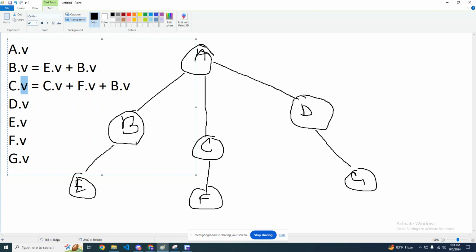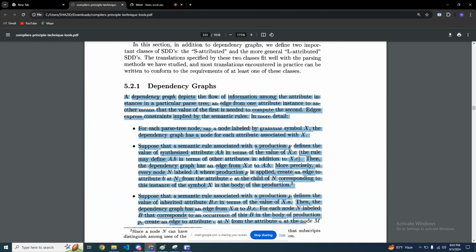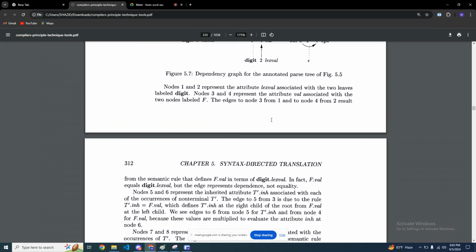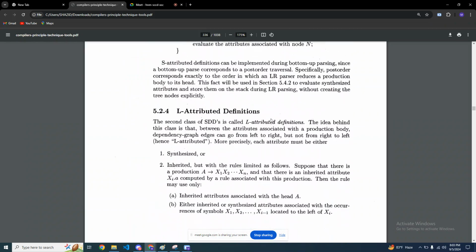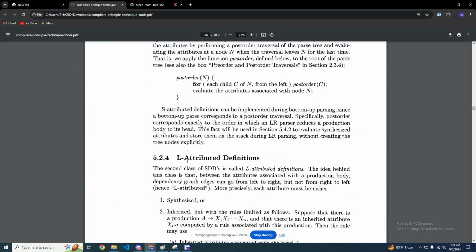Okay, and if it was an inherited attribute, it would not calculate any value from its children. So it would be simply like this. Okay, so this is basically your S attributed SDD and your L attributed SDD. Okay, so this is your dependency graph, and here your S attributed SDD and L attributed SDD.